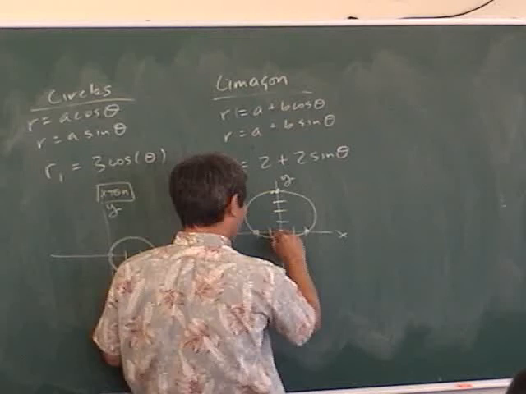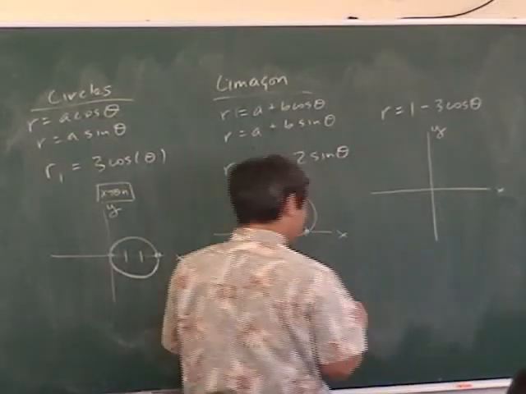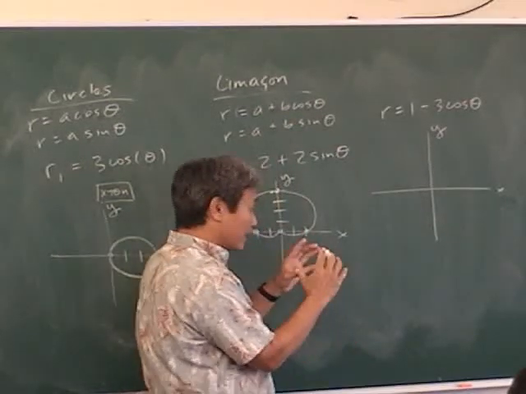1 minus 3 cosine theta. Oh, that's so cool. It's like circle and circle. Well, basically it's a cardioid, but then it has a loop inside it. So that's why we call this the inner loop. Cardioid inner loop.